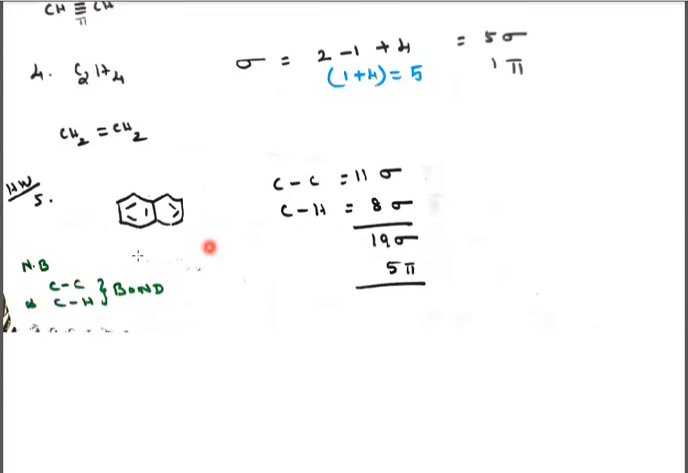So homework to you. This is naphthalene. In this naphthalene, you find out how many carbons are there, how many CH bonds are there. CC bond is 11 sigma bonds, CH is 8 sigma bonds, totally 19 sigma bonds with the 5 pi bonds. You just work out, apply the tricks, and then you see the solution.